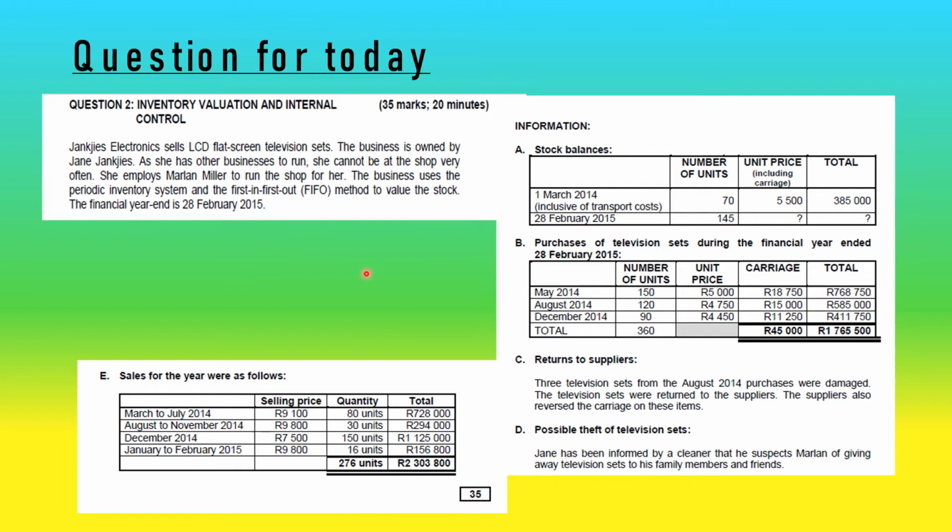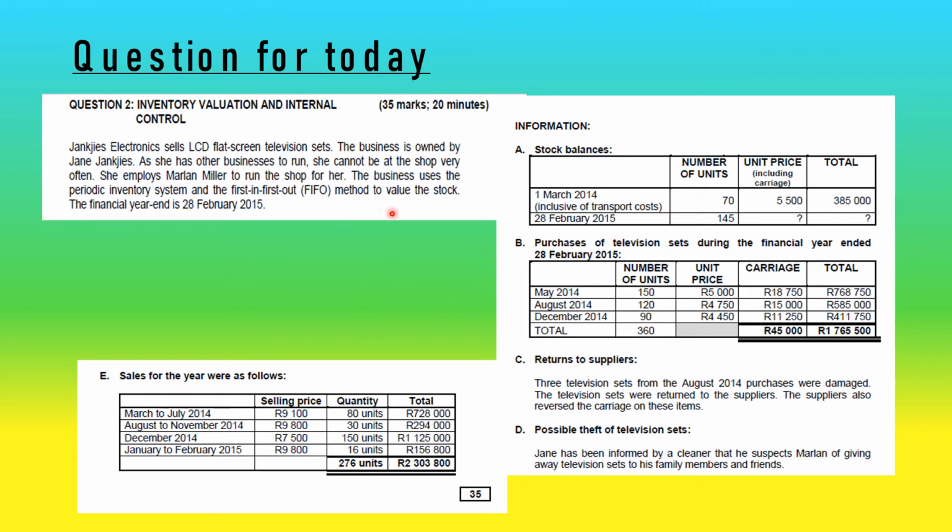All right, so there's three important elements from this that you should pick up. One, they use a periodic inventory system. Number two, they're FIFO. Number three, their financial year end is February, and also they deal with TVs, right? So these are the three or four things you should have picked up just by reading that, and keep it at the back of your mind. You can highlight them, you can write them down, but keep this at the back of your mind because you're going to need these points when you're answering your questions further, right?